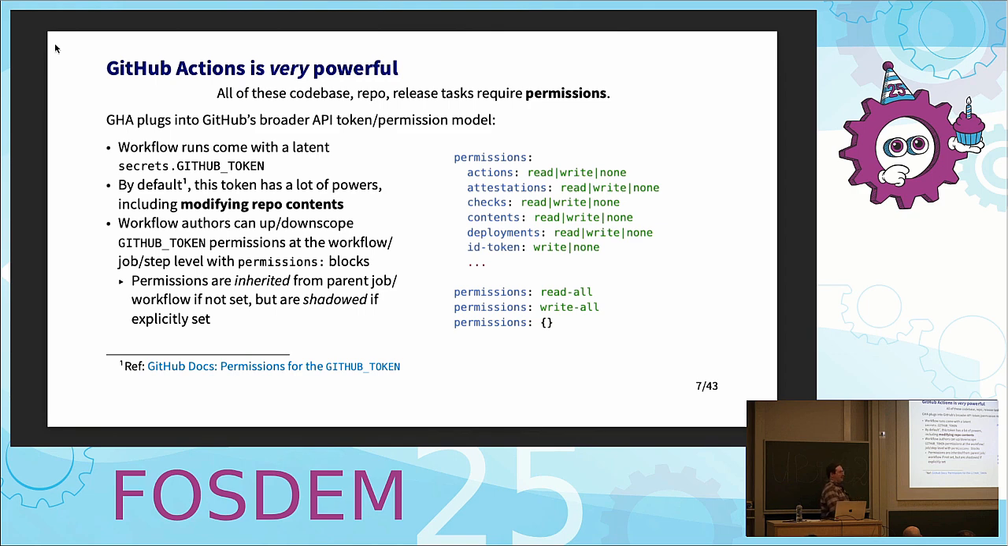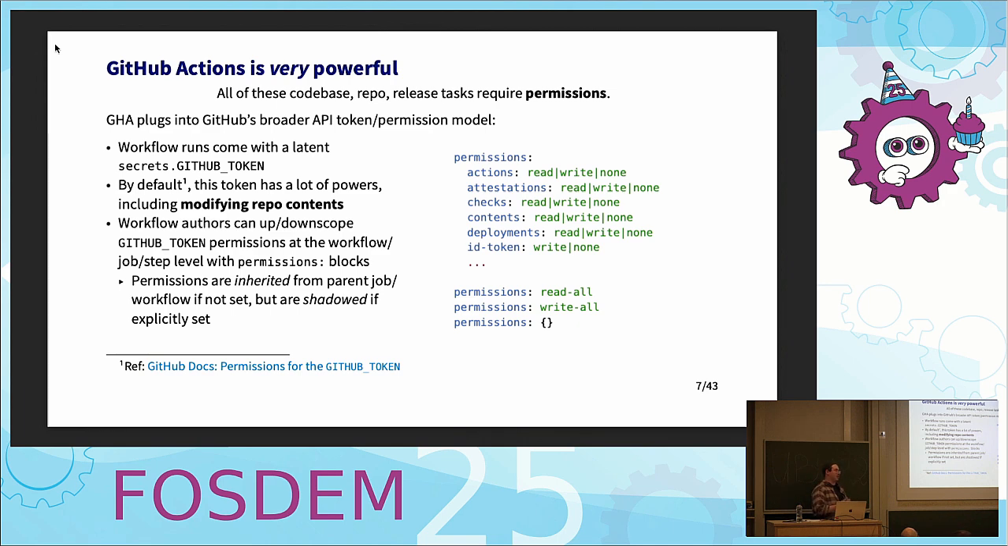It's a very powerful system, GitHub Actions. It plugs into the broader permissions model that GitHub offers. Every workflow runs with a latent secrets.GITHUB_TOKEN or GITHUB_TOKEN, depending on the context you're in. And by default, unless you opt into a more secure mode, this token has a lot of powers, including modifying the repo contents of the repo that contains the workflow that is loaded with it.